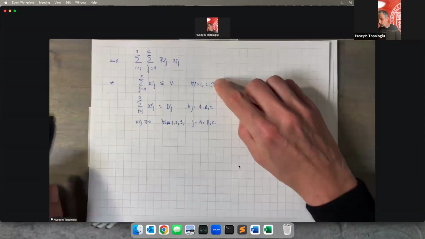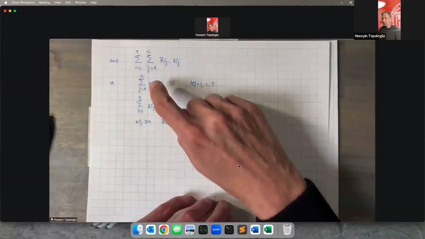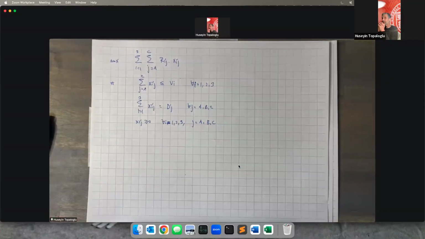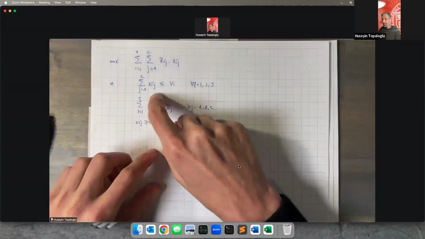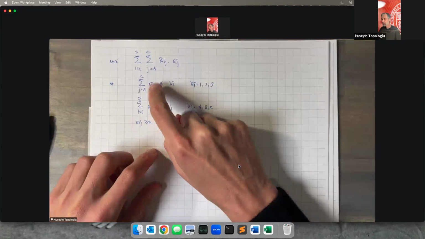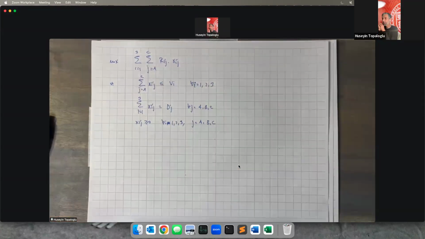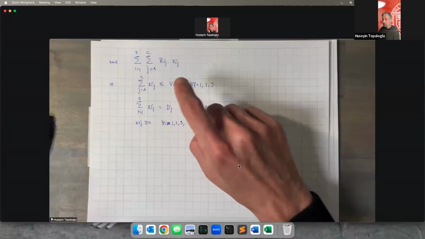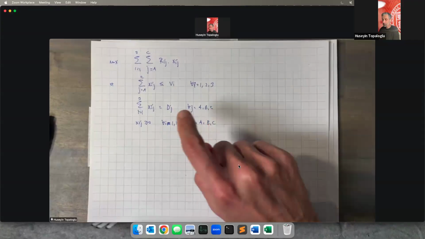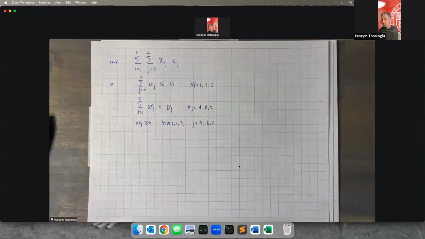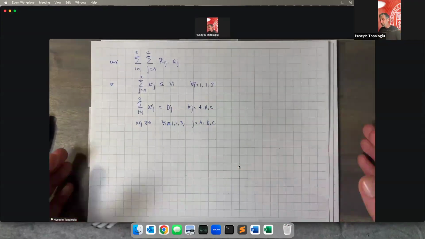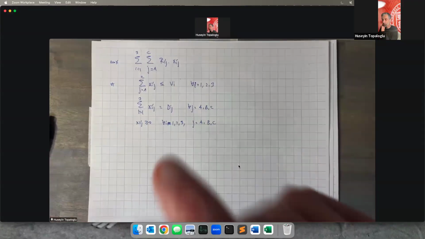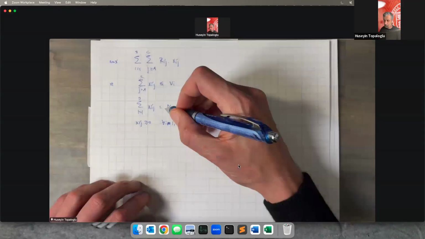For every visitor type I, we have one constraint that says the total number of visitors of type I that are seeing an ad from any of the advertisers cannot exceed the number of visitors of type I coming into the system. For every advertiser J, we have another constraint that says the total number of viewers of any type that advertiser J is getting should be equal to the desired number of viewers.